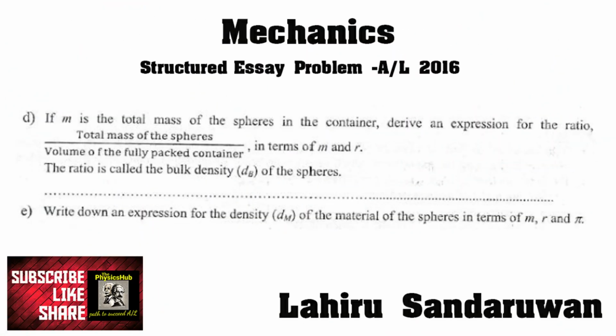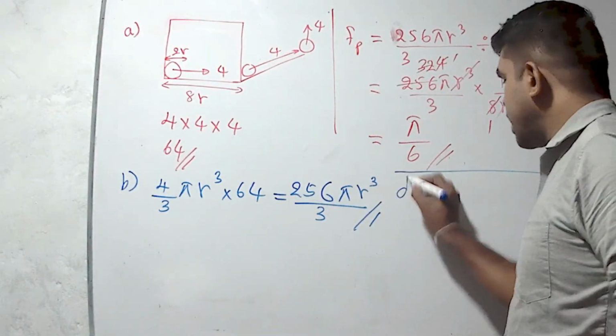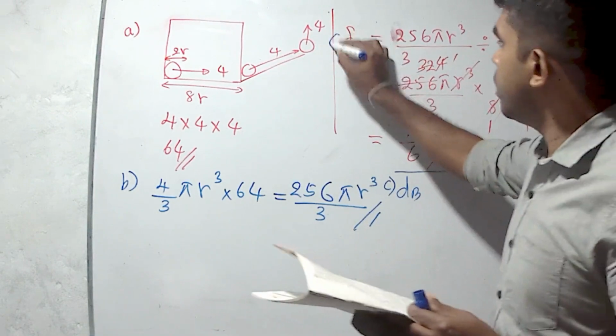Then part D. If M is the total mass of the spheres in the container, derive an expression for the ratio of the total mass of the spheres divided by the volume of the fully packed container in terms of M and R. The ratio is called bulk density dB. We can write bulk density.